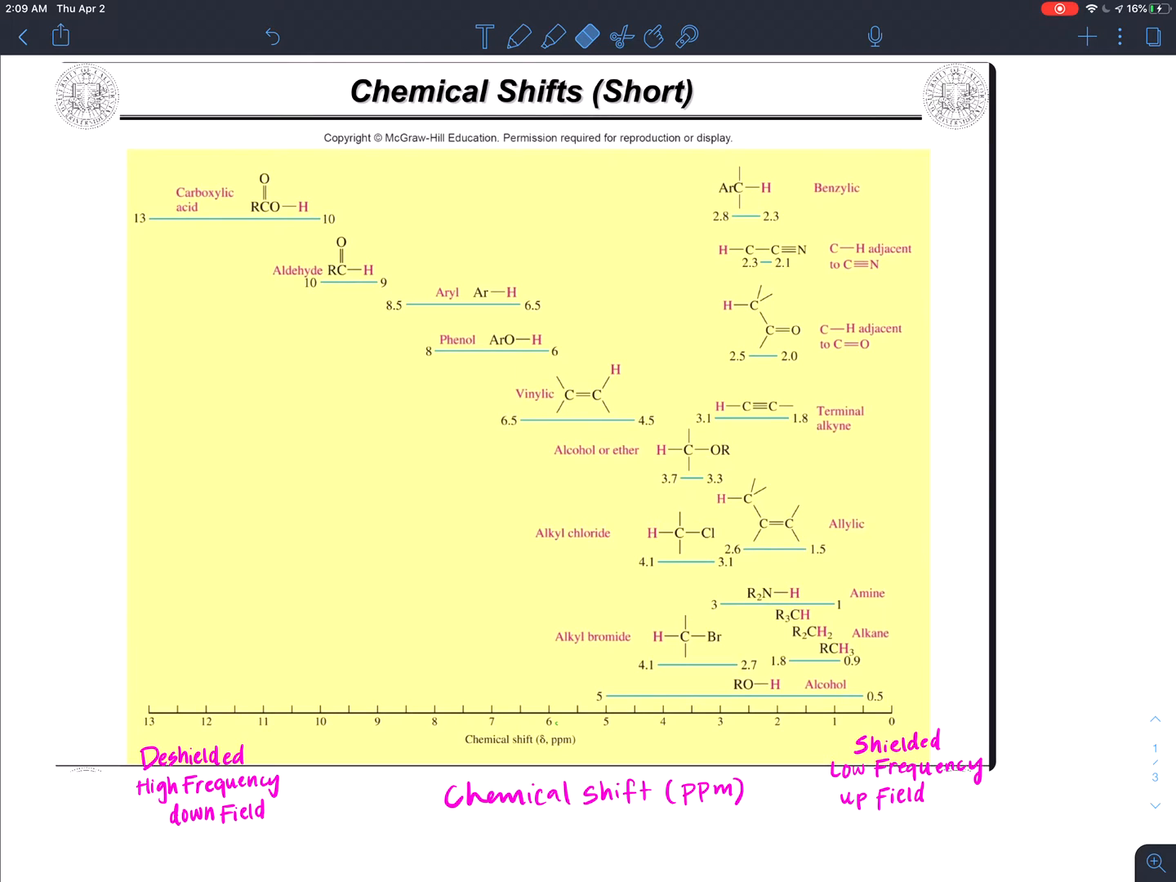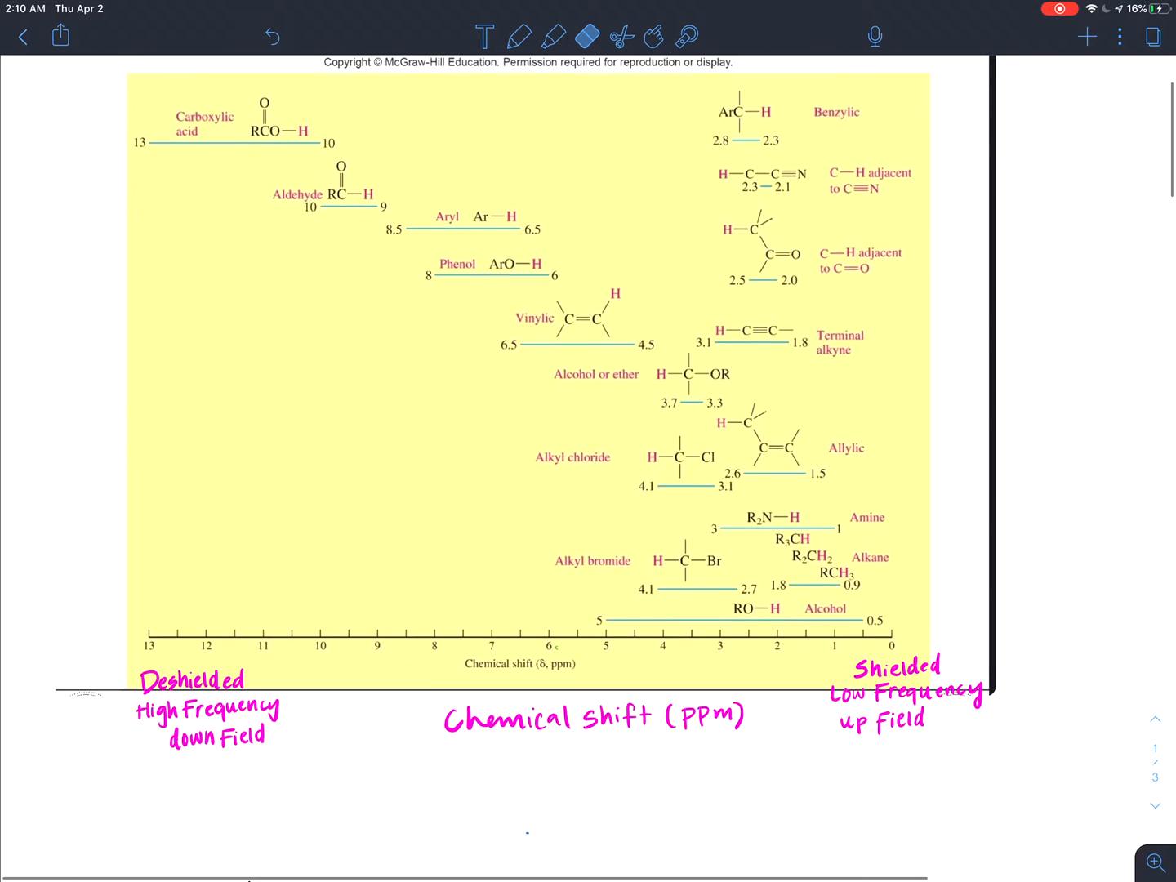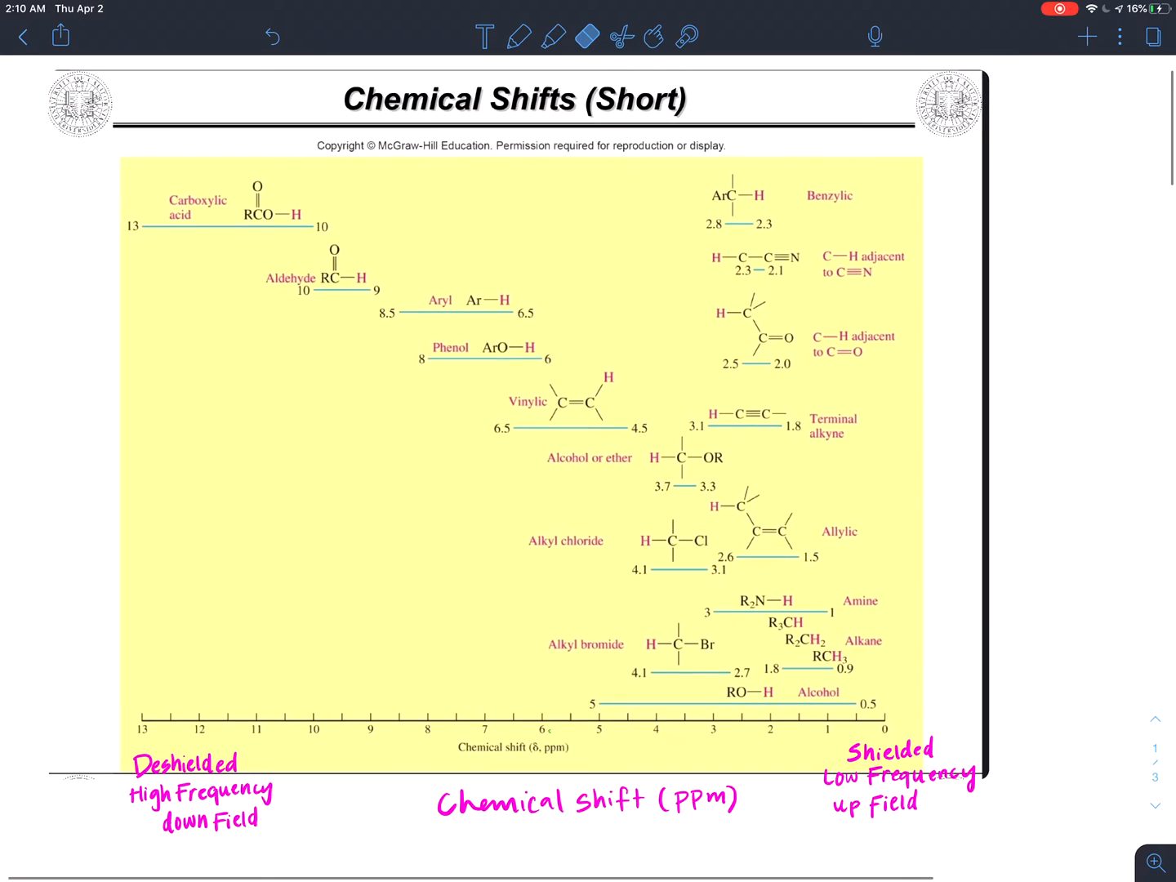So hydrogens are going to have different chemical shifts depending on their neighbors, depending on what they're surrounded by. So for example, whenever they have something that is really electronegative next to the hydrogen, we're going to have a high chemical shift. And whenever we have something that is not very electronegative next to the hydrogen, like carbons, we're going to have a lower chemical shift.